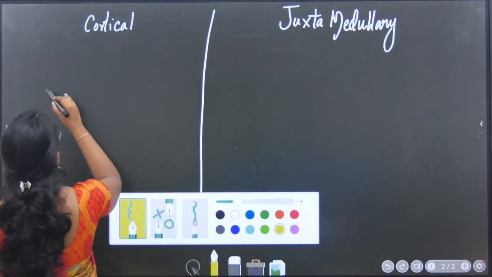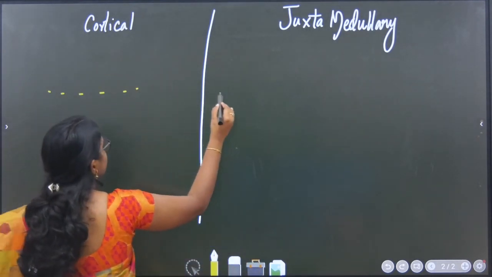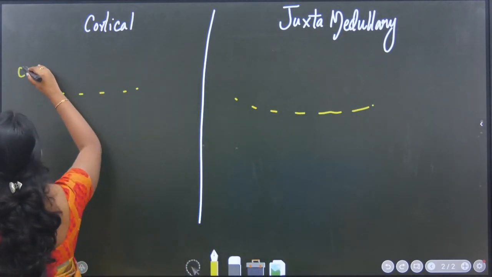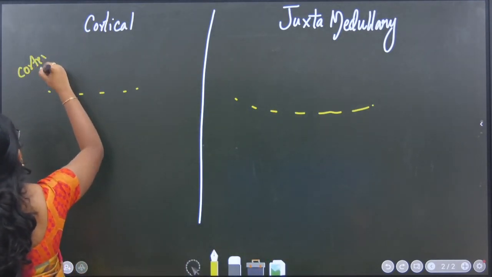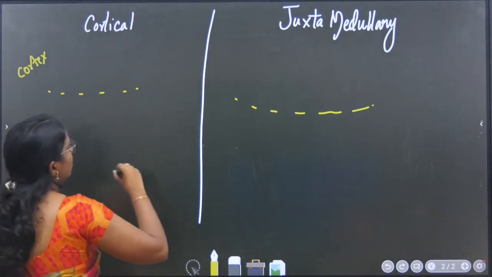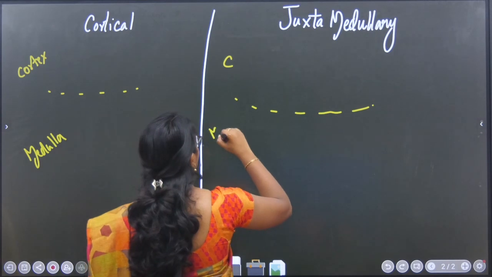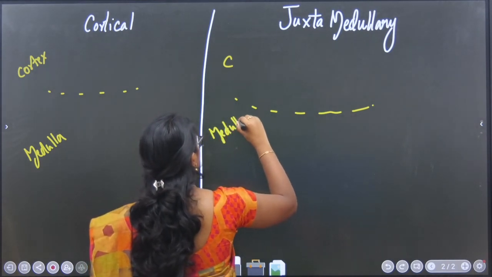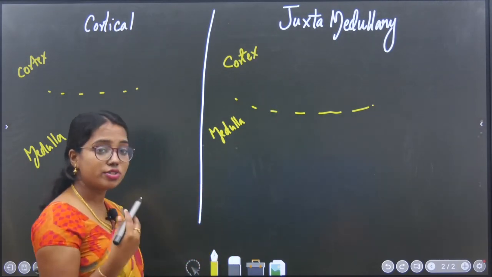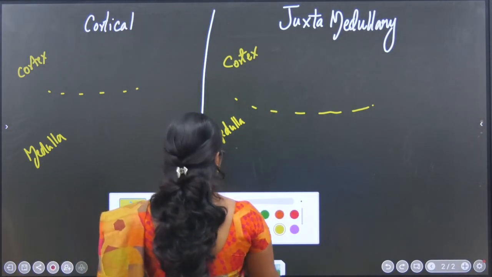So we will take the two different structures. This one is cortex and this structure is medulla. Cortex and medulla. Cortex of the kidney and medulla of the kidney.